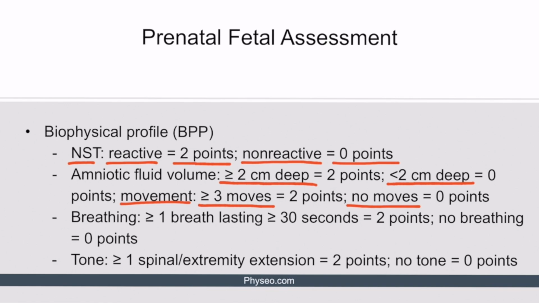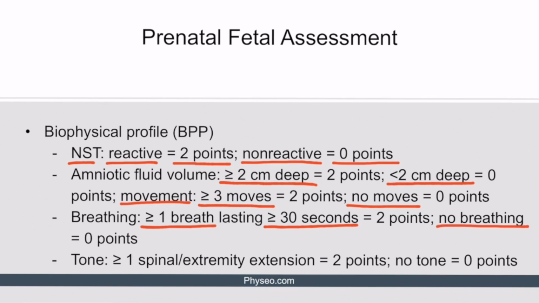Okay, so far you've done the non-stress test. You're basically just seeing how reactive the fetus is. You've looked at the amniotic fluid and you've looked at movement. The fourth criterion is breathing. If the fetus takes 1 or more breaths lasting 30 seconds or more, then the fetus gets 2 points. And that makes sense. You'd want there to be breathing. So if there's no breathing, then the fetus gets 0 points.